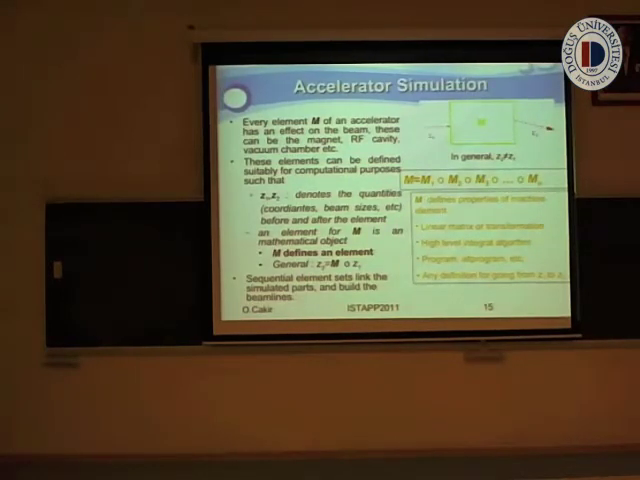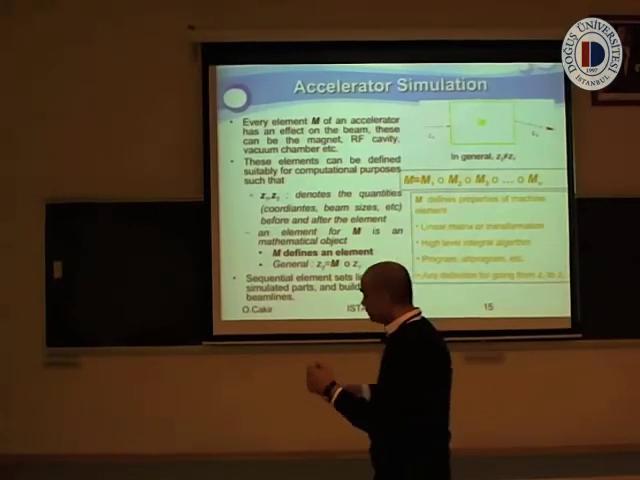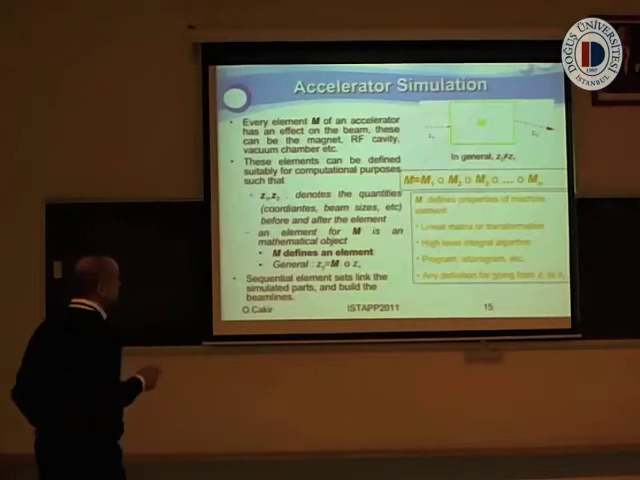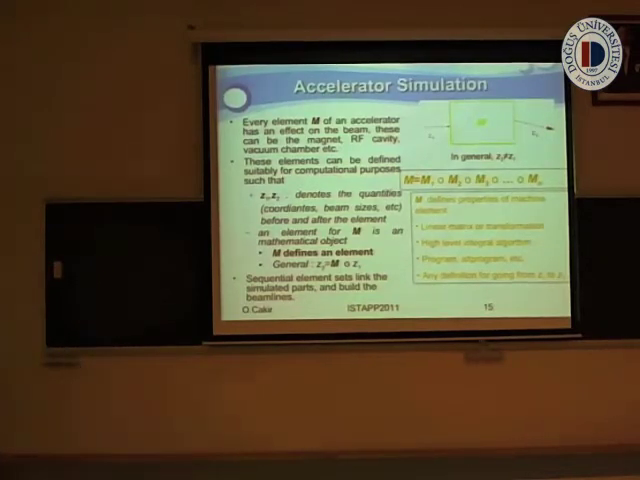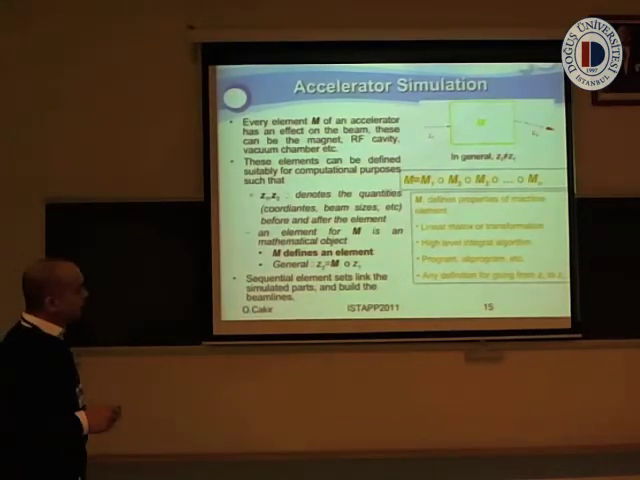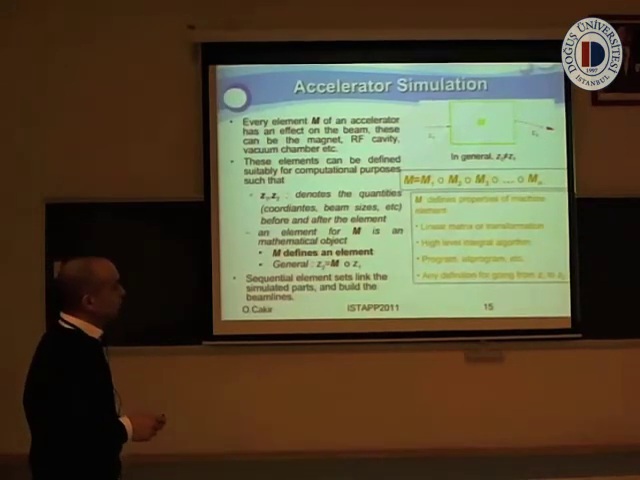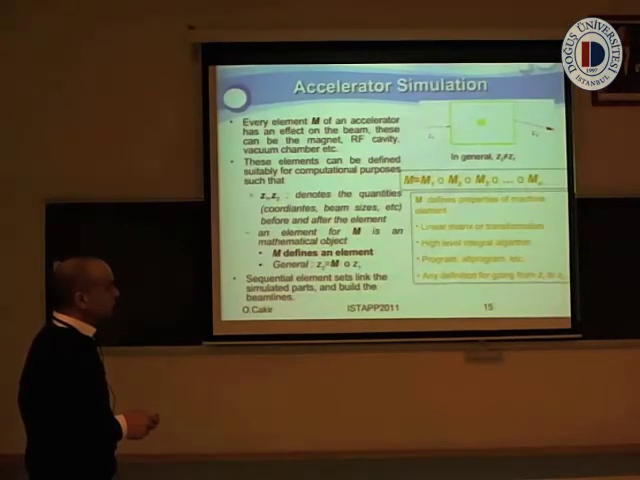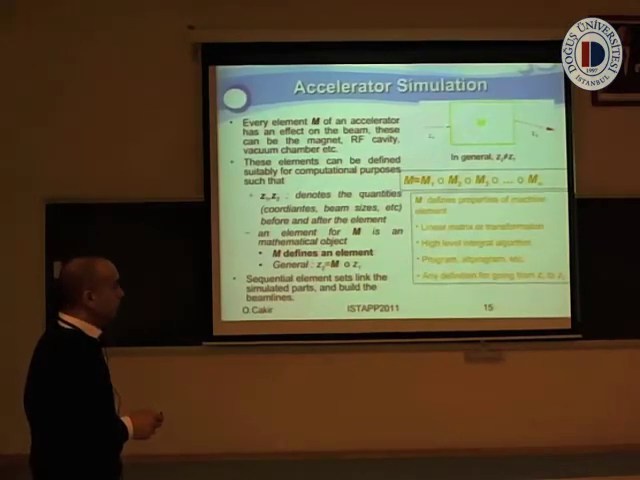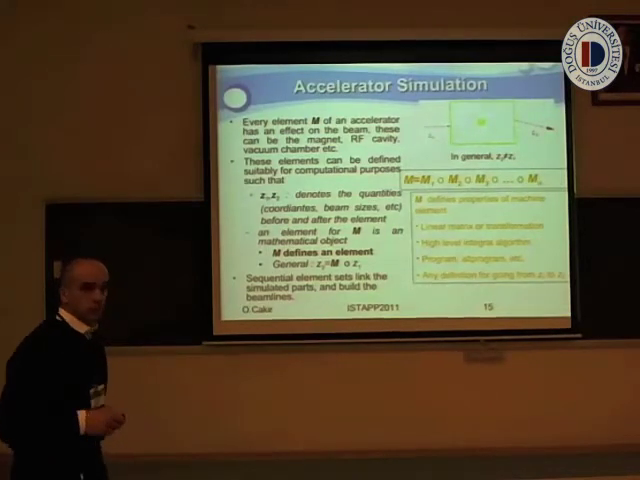For accelerator simulation, we need a machine part. For example, an element M. It has an effect on the beam. For example, one parameter comes in here and then goes out here. So the element changes this parameter. In general, this is different, but in some special cases, this can be the same.